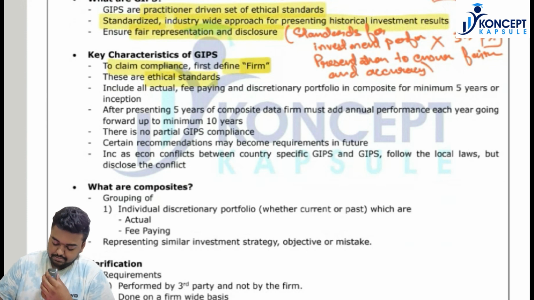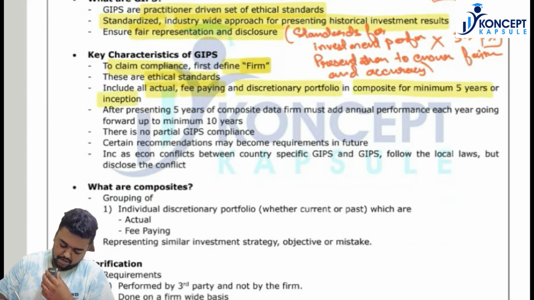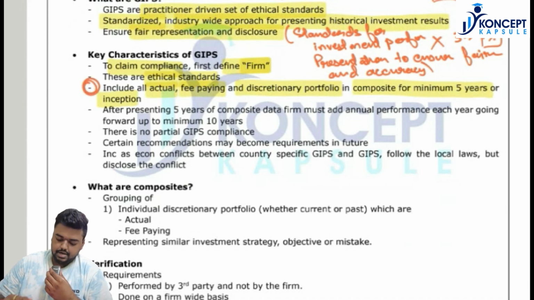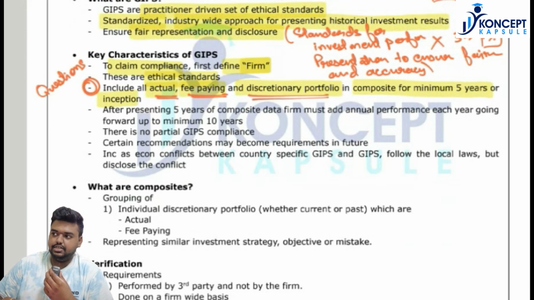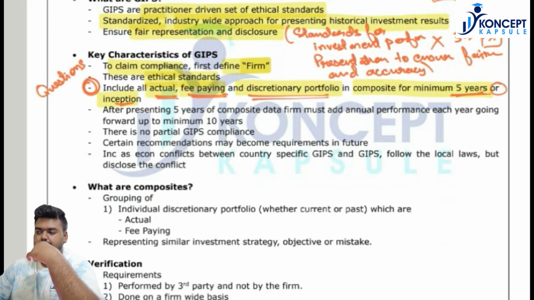Now GIPS will apply to all actual fee paying discretionary portfolios in a composite for a minimum of 5 years or since inception. This is an important sub point, and you can expect questions on it. So what is it saying? It is applicable to all actual portfolios which are fee paying portfolios and discretionary in nature, and it will have performance of 5 years or since inception.